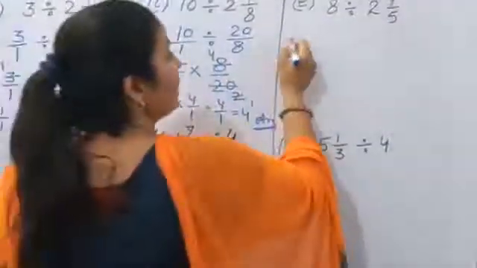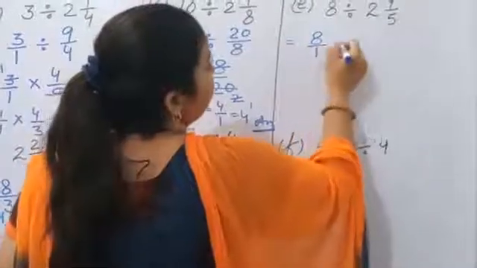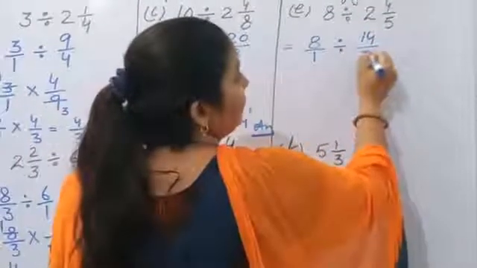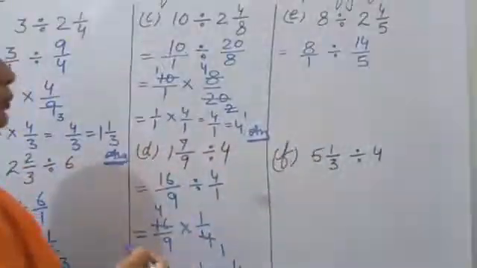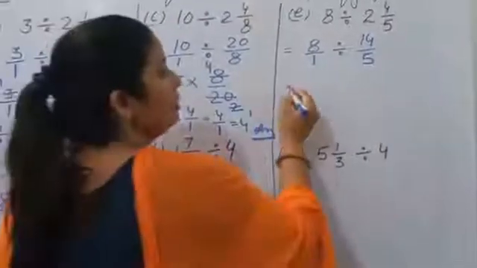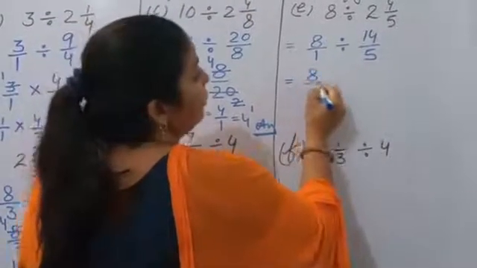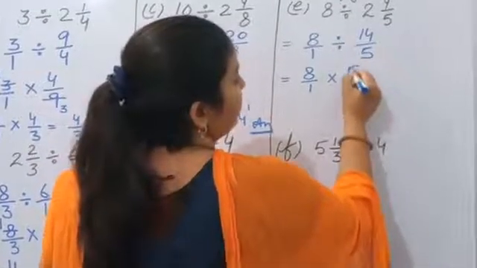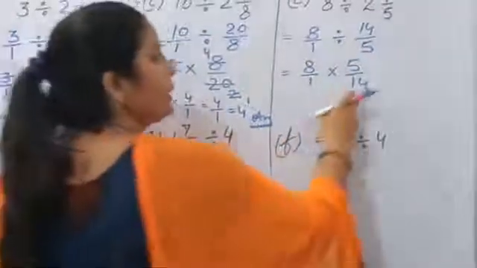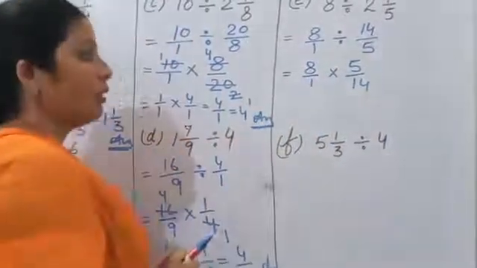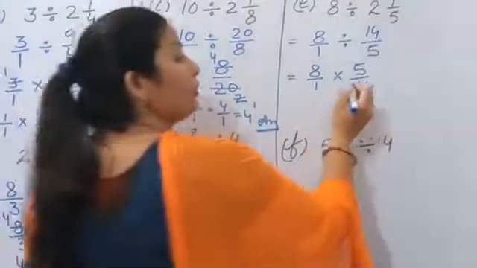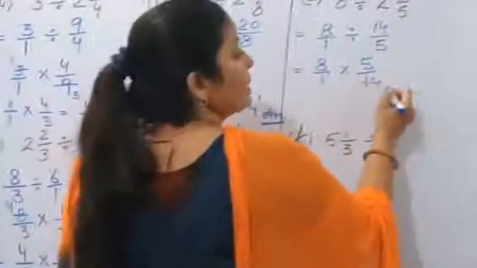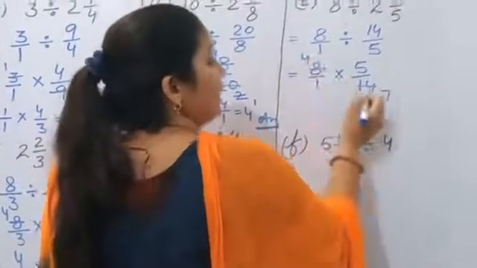8 divided by, so 8 is 8 upon 1 divided by 5 2s are 10, 10 plus 4, 14 upon 5. Now we change divide into multiply. So 8 upon 1 multiply by 5 upon 14. Now we can see that 14 and 8 both are coming in 2 table. After that there is no big number in 4 table. 8 comes but 14 does not come. So we will divide by only 2. 2 sevens are 14 and 2 fours are 8.